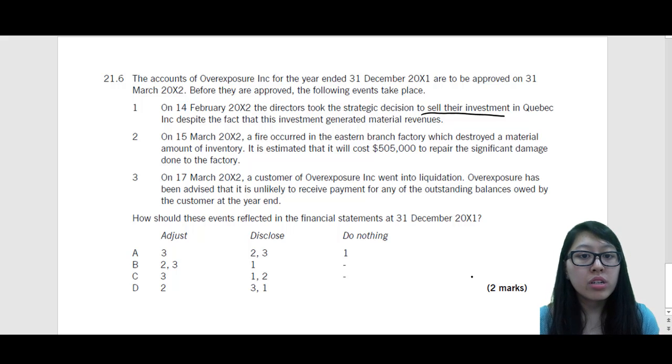2, on 15 March, a fire had occurred. Now similar to the previous question, fires and natural disasters are counted as non-adjusting events. So again, you can immediately write this off as disclosed. 3, a customer went into liquidation. Okay, so again, automatically you should know by now that when a customer has gone bankrupt, this is an adjusting event. We conclude that our answer is C.